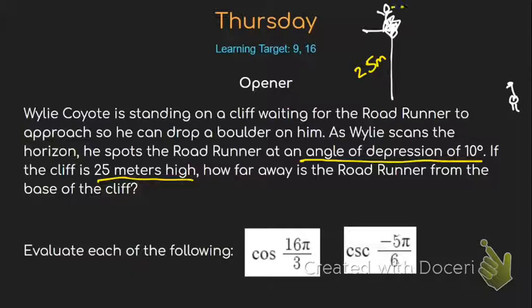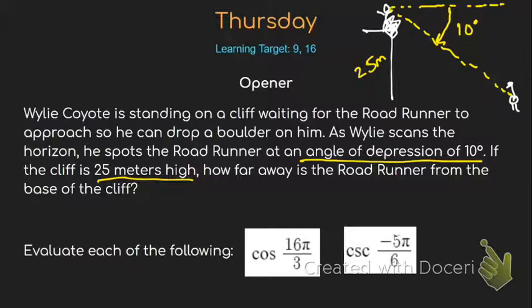His line of sight. Normally, we're going to look out over the horizon, but then all of a sudden, he had to look down. He had to depress his eyes, go down, to spot the Roadrunner. And so if you look, that clearly tells us he had to look down. So this is how much he looked down. That is the 10 degrees.